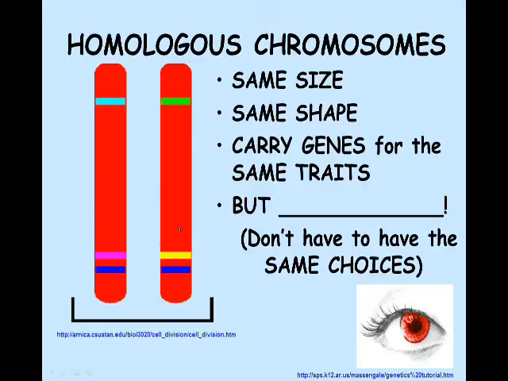They are carrying the same genes, but they don't have to have the same gene choices. Homologous chromosomes are not exactly identical. Remember, chromatid arms on chromosomes are identical, but homologous partners don't have to be exactly alike. They carry genes for the same traits, like eye color genes, but they don't have to have the same choices. Dad could give you a blue eye gene, mom could give you a brown eye gene.